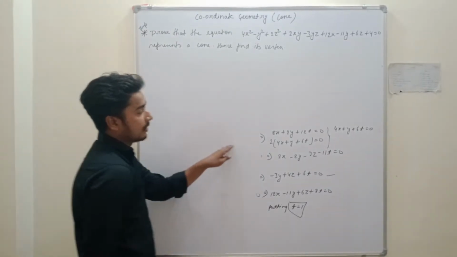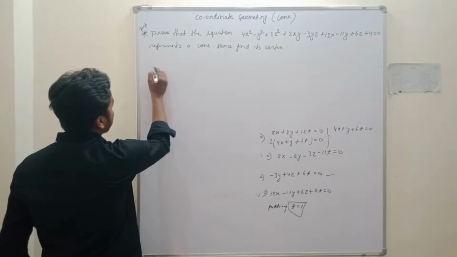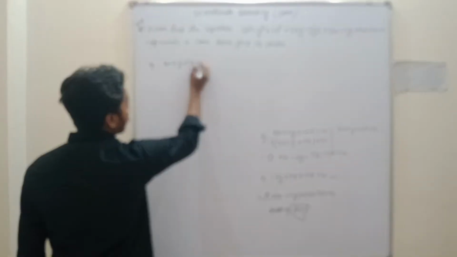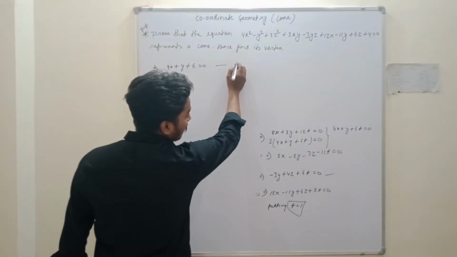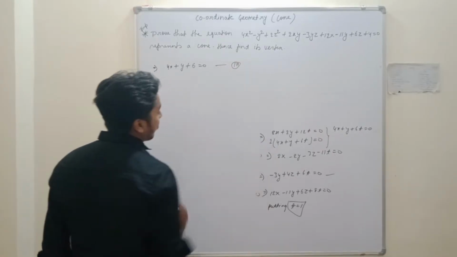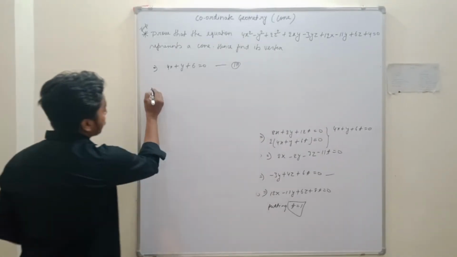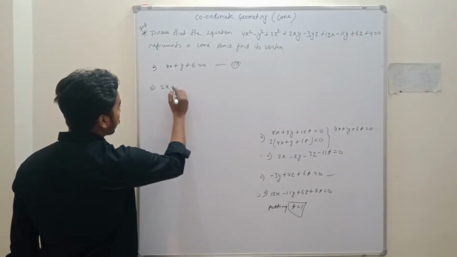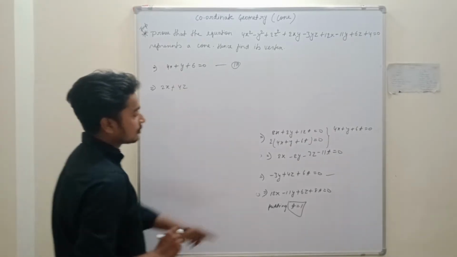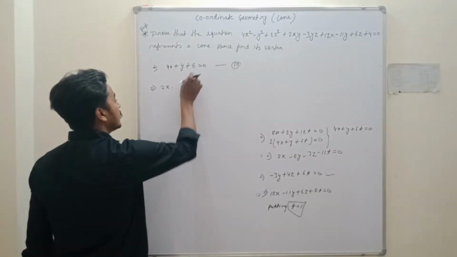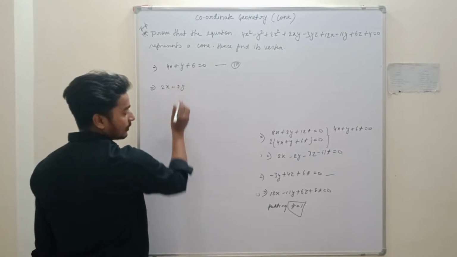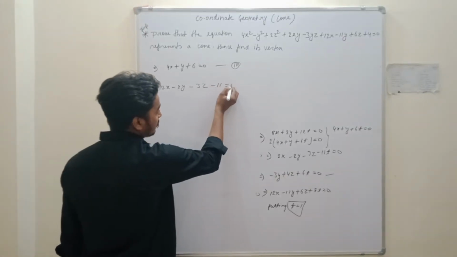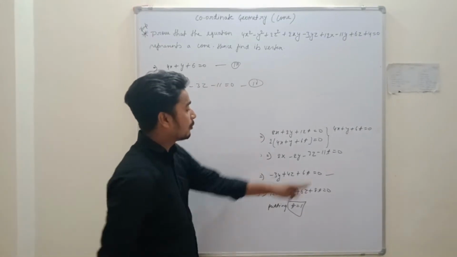We have to write here, putting t is equal to 1, then 4x plus y plus 6 is equal to 0. Let this be equation 3, and the next equation becomes 2x minus 2y minus 3z minus 11 is equal to 0. That is equation 4. Here putting t is equal to 1.